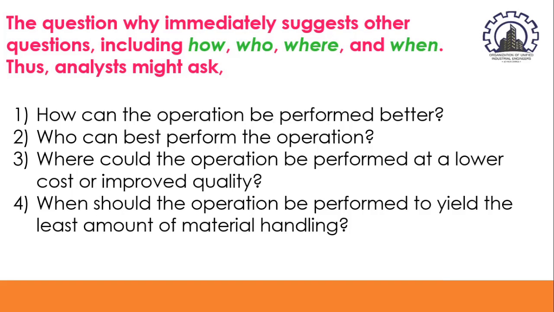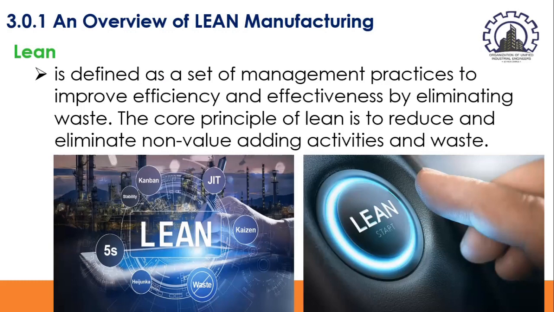And note that much of the information presented in this chapter is currently used in a repackaged format termed lean manufacturing. So, what do we mean by lean and lean manufacturing then? If we say lean, it is defined as a set of management practices to improve efficiency and effectiveness by eliminating waste. The core principle of lean is to actually reduce and eliminate non-value adding activities and waste.